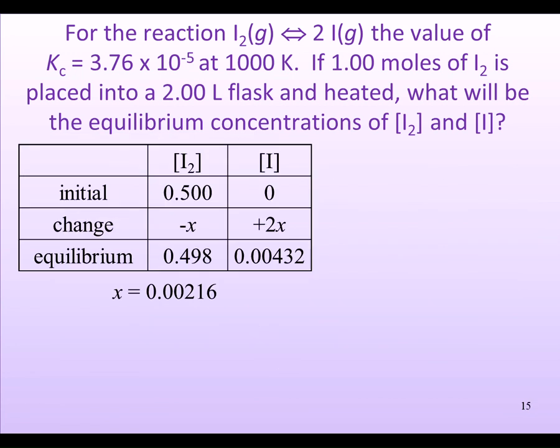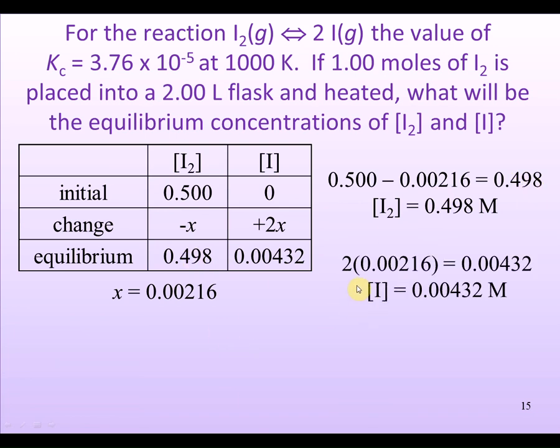Now that we've determined our x value, we can determine our equilibrium concentrations of our products and our reactants. So 0.5 minus x equals 0.498, so we can substitute that in there. And then for our I concentration, we said that was going to be plus 2x, so 2 times the x value. So the I value is going to be 0.00432 molar.